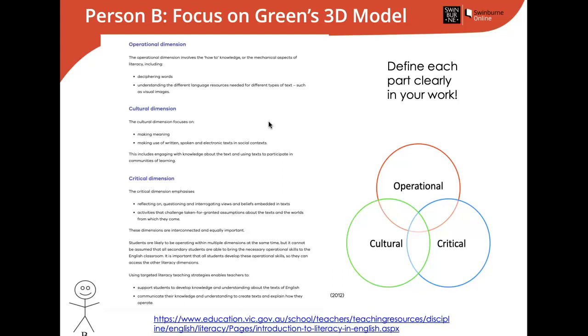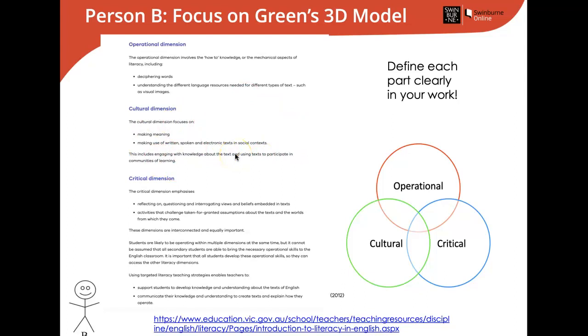Even if we think back to that other model that we looked at with the general capabilities of English, we can see that grammar knowledge falls under that operational dimension. It talks about kids being able to understand the words, being able to decode and understand the different language resources needed for different types of text, such as visual images. So it's really that how-to knowledge. It's really the mechanical aspects of literacy. It's the bare bones. It's decoding the words on a page, the very basics of reading, and then writing, the bare basics of writing.